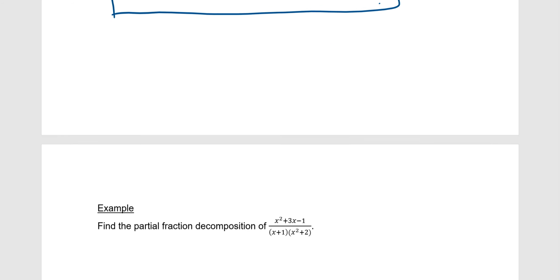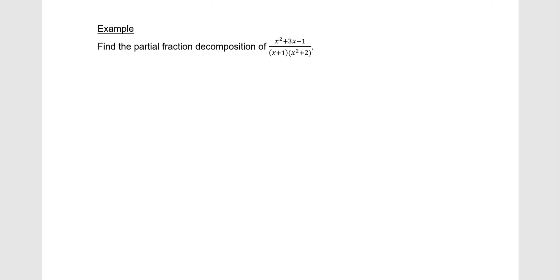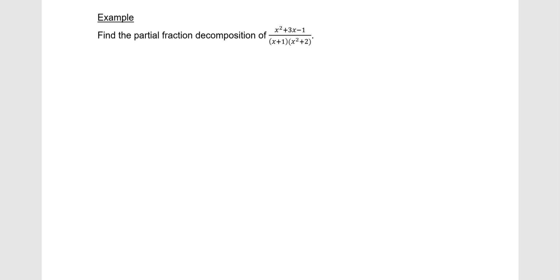Okay, let's do 2 more of these ones. So for this one, we want to find the partial fraction decomposition of (x squared plus 3x minus 1) over (x plus 1) times (x squared plus 2). So we have a distinct linear factor in x plus 1, and then we also have a distinct quadratic factor in x squared plus 2.